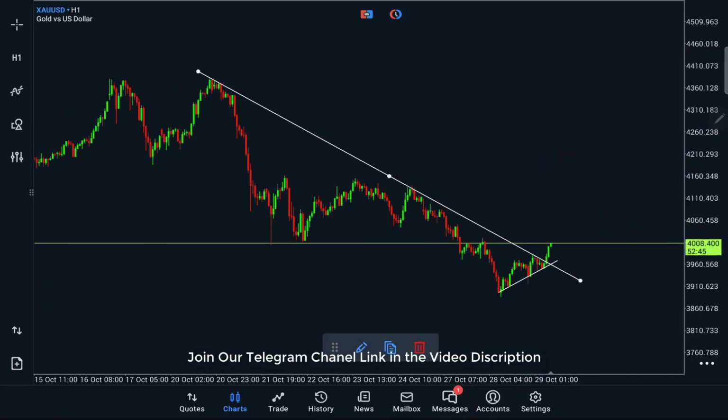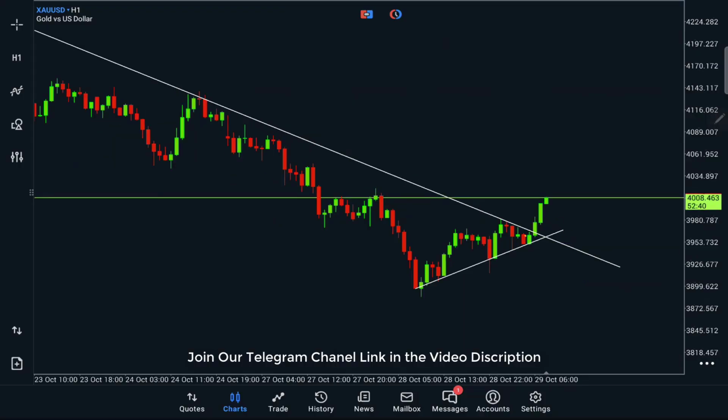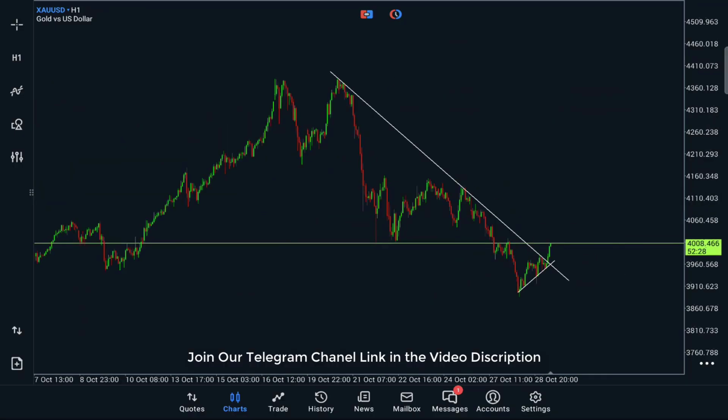So as you can see there, as per the trend line breakout strategy, it can give us a pullback, then we can take a buy entry. But in that case, there is high volatility in the market, and that's why gold is rapidly growing right now. So maybe we aren't able to see a pullback or something like that.